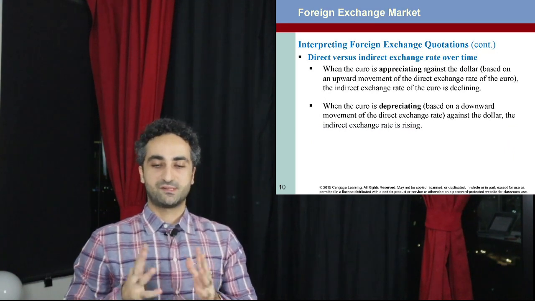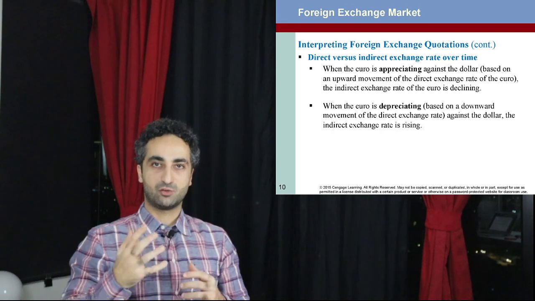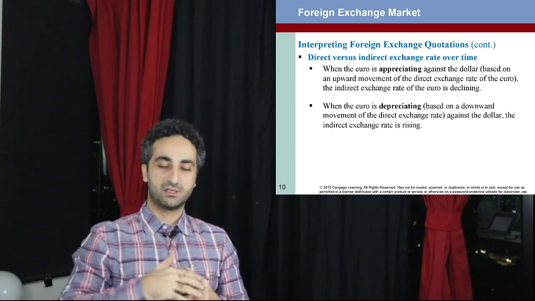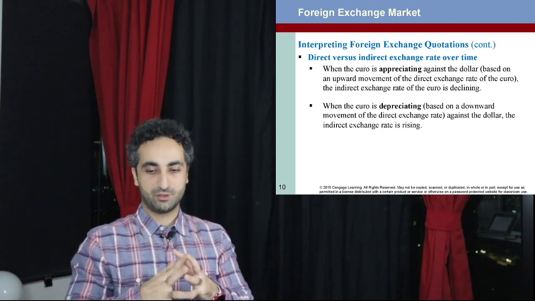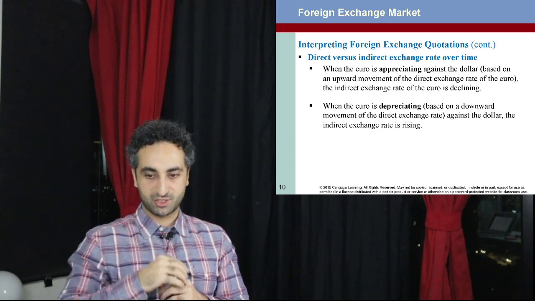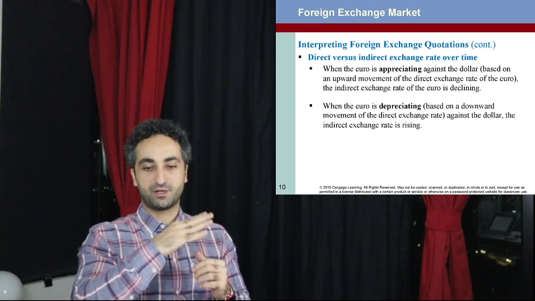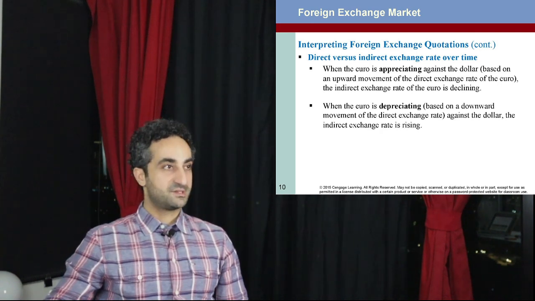So direct versus indirect exchange rate when the euro is appreciating against USD. So when the euro is appreciating against USD, so the euro is becoming stronger, based on an upward movement of the direct exchange rate of the euro, the indirect exchange rate of the euro will be declining. Let's go back to understand this.